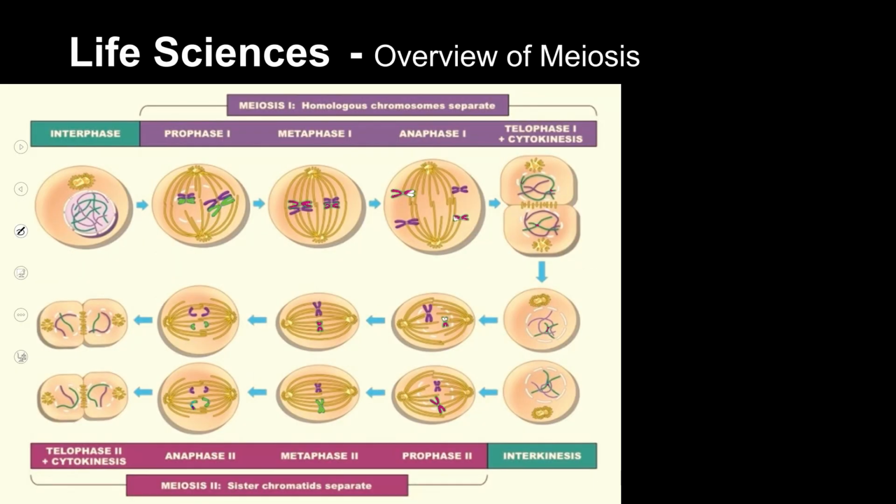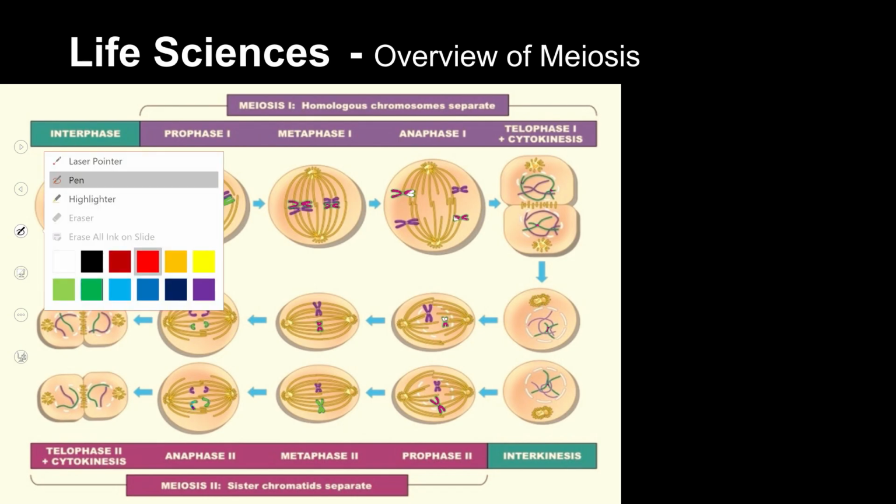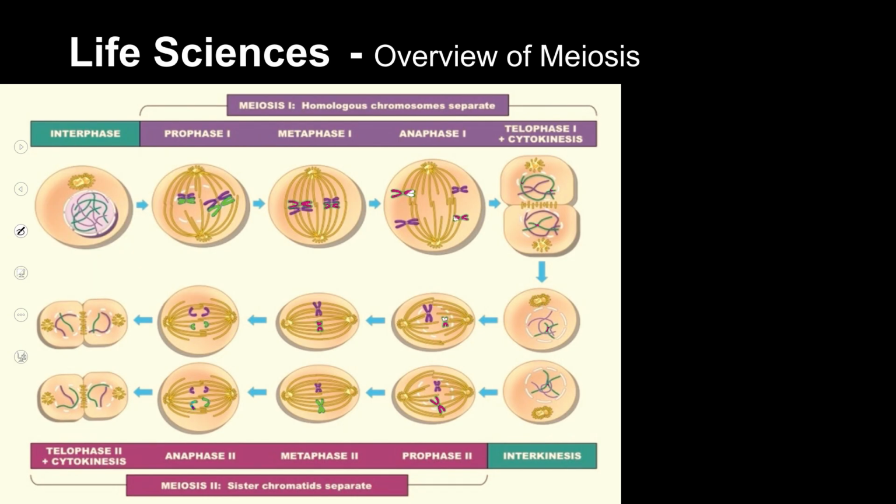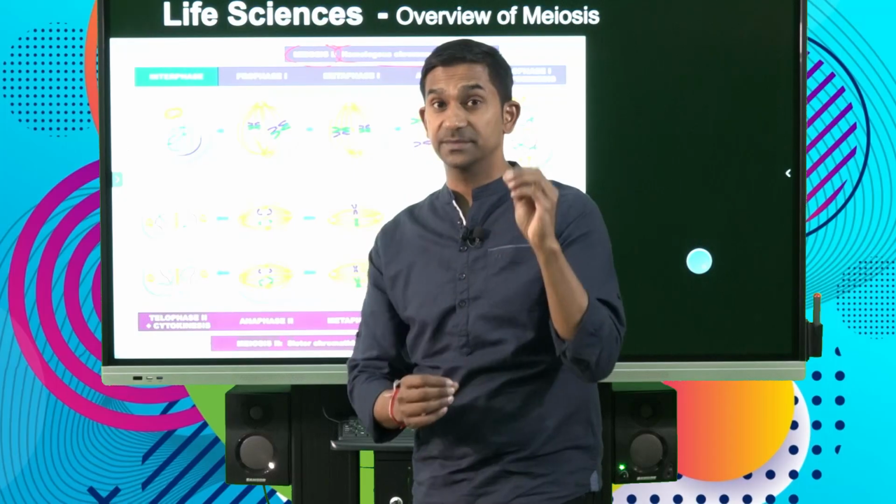So as I mentioned, when we look at meiosis, it occurs in 2 different phases. And I'm going to make sure that I've selected the right color so that it makes it easier for you to be able to see. So during meiosis 1, we find that the homologous chromosomes separate. And that's key to identifying why the chromosome numbers reduce.